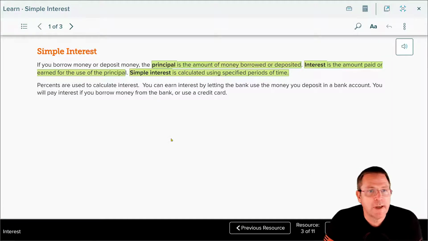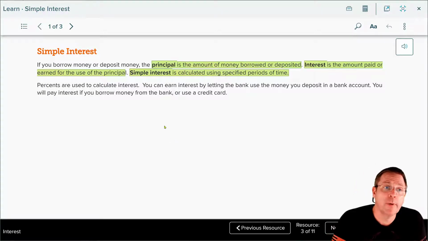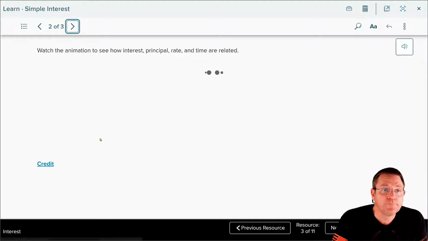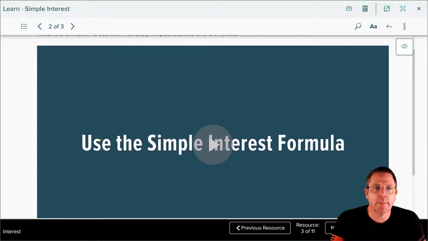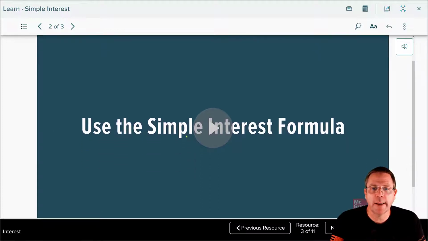Percents are used to calculate interest. You can earn interest by letting a bank use the money you deposit in the bank. You will always pay interest if you borrow money from the bank or carry a balance on your credit card. Now we're going to watch this animation about interest, principal, rate, and time.